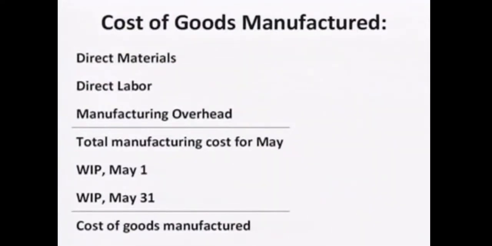We are asked to calculate cost of goods manufactured for the month of May. The formula for cost of goods manufactured is provided here. We begin by adding direct materials plus direct labor plus manufacturing overhead. This equals total manufacturing costs. We then add beginning work in process and subtract ending work in process. This equals cost of goods manufactured.